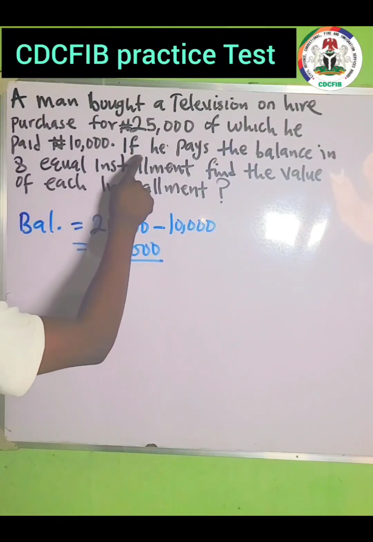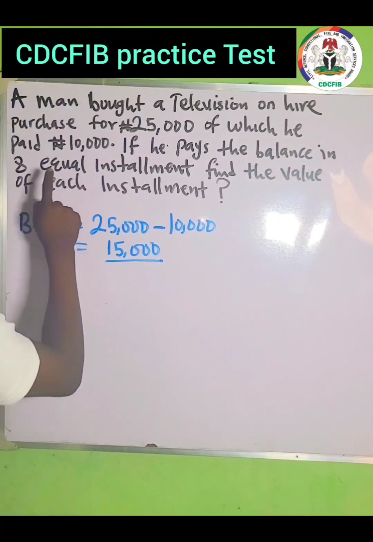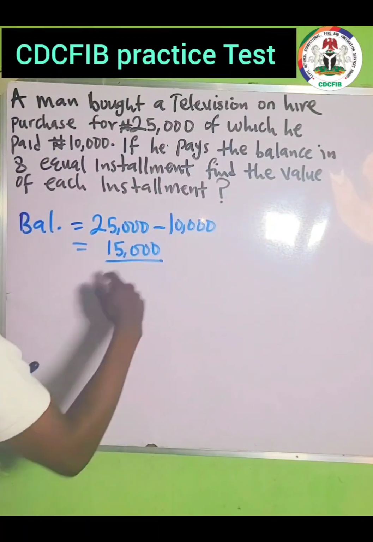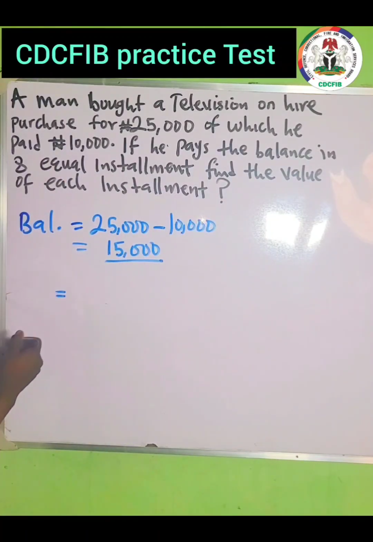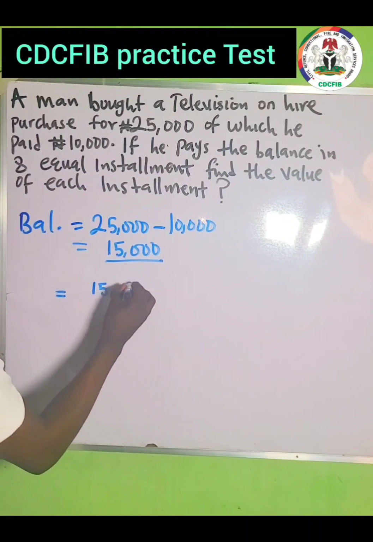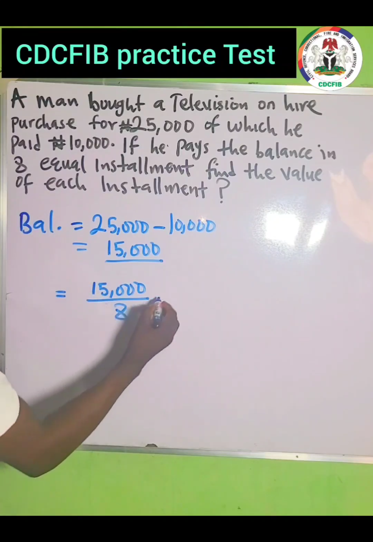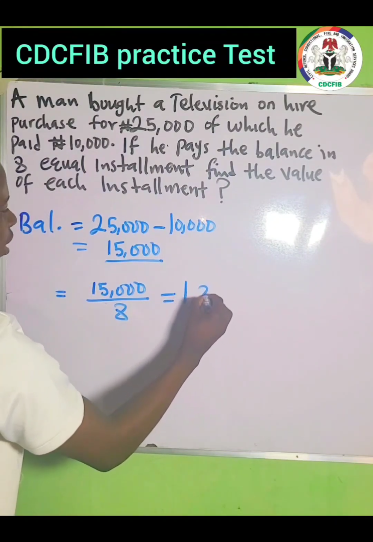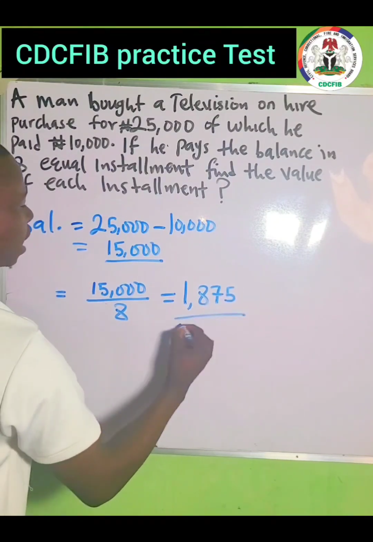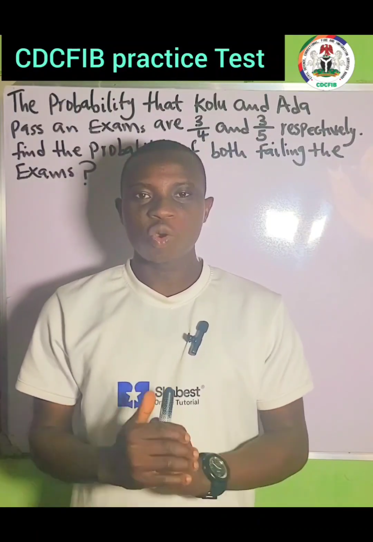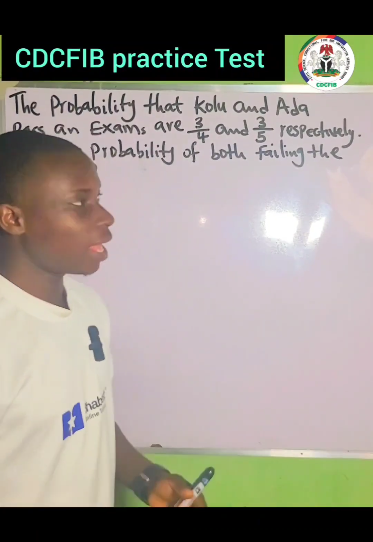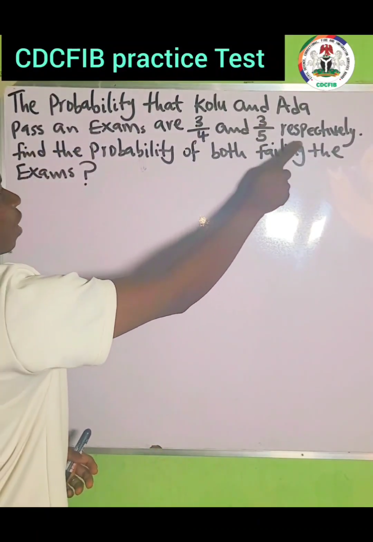Then the question says, if he pays the balance in 8 equal installments, then we are asked to find the value. So to pay this balance in 8 equal installments, it is going to be the balance, which is 15,000, divided by 8 installments. 15,000 divided by 8 is going to give us 1,875 naira.